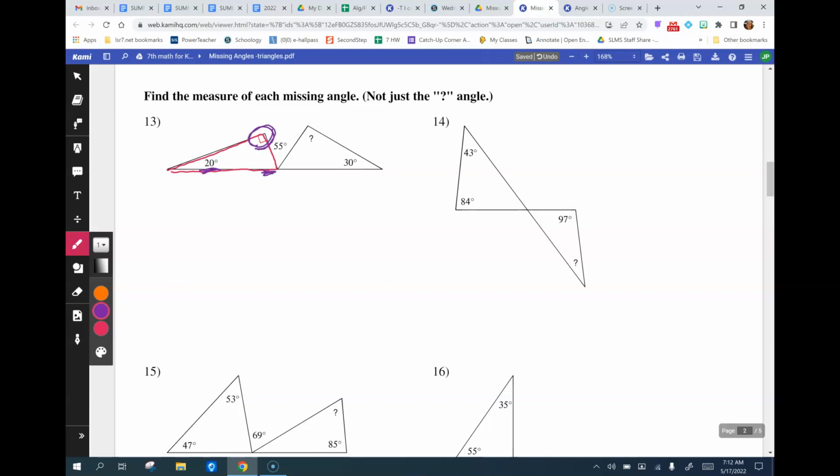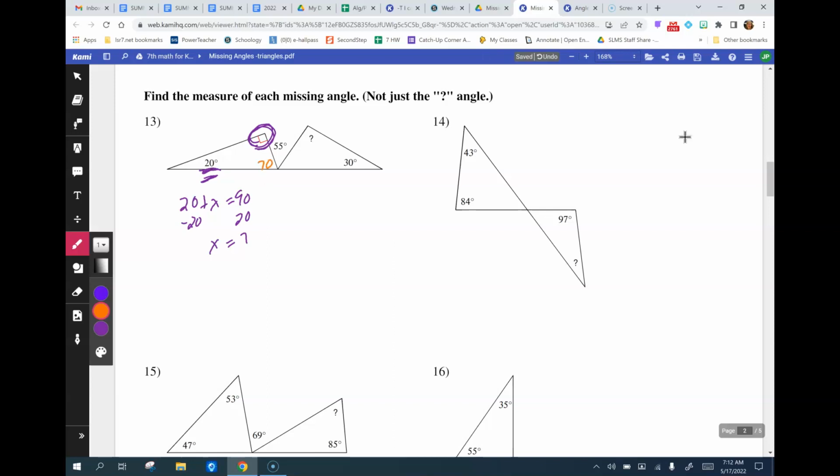And remember, if you're ever given a right angle, that means these 2 angles right here have to add to 90. So 20 plus this other angle, I'll call it x, is equal to 90. So I get that that angle is equal to 70. Okay? So this angle right here, I'm going to just erase. This is equal to 70.